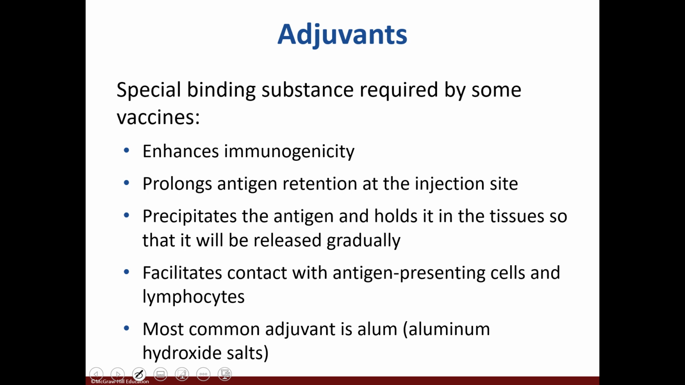Some vaccines require adjuvants, which enhance the response of the immune system. They help to keep the antigen at the site of injection, as well as keep it in tissues, so that the immune system cells can encounter them. Alum is the most common adjuvant used.